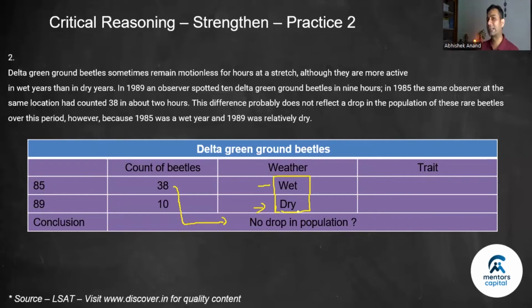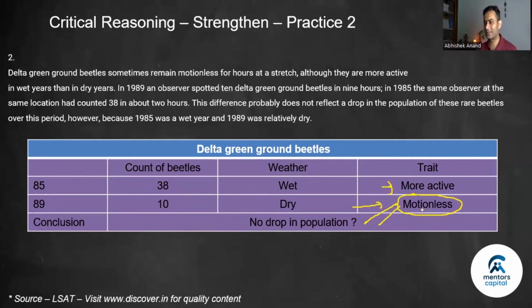So let's look at the trait of beetles. What happened? During the wet season, these are more active, and during the dry season, they are motionless. So this has to justify that even though the number I was not able to count, I was able to count only 10 beetles, but this does not reflect a drop in population.